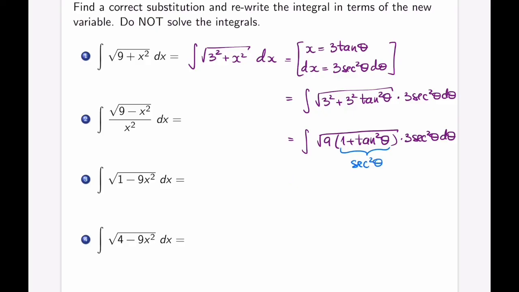Then I'm going to skip a step here. Feel free to pause the video and make sure you actually understand. But my next step is going to be 3, because that's the square root of 9, times the square root of secant squared, so secant, and then I inherit this other part, 3 secant squared theta d theta. That's it. I can simplify this integral further and actually evaluate it.